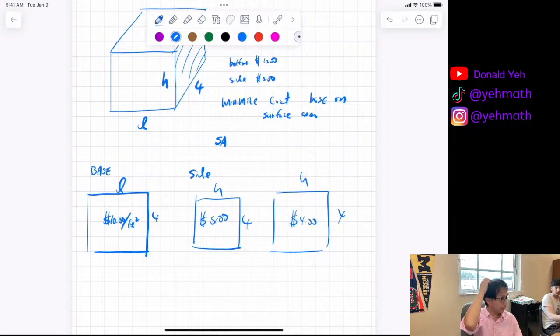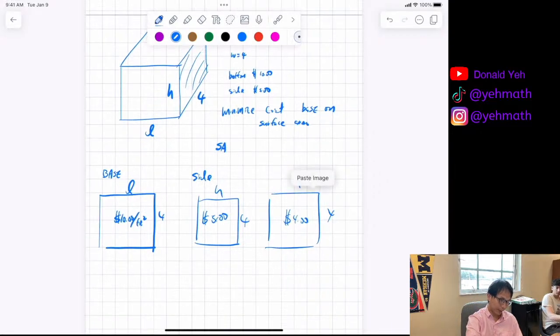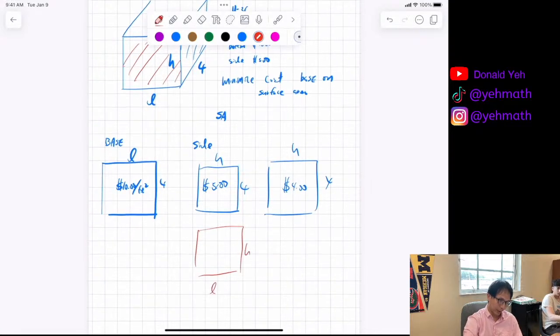Any other side that we need to worry about? Front and back, so this is front and back. There are 2 of them as well. So that's going to be LH, and this costs $5 as well.